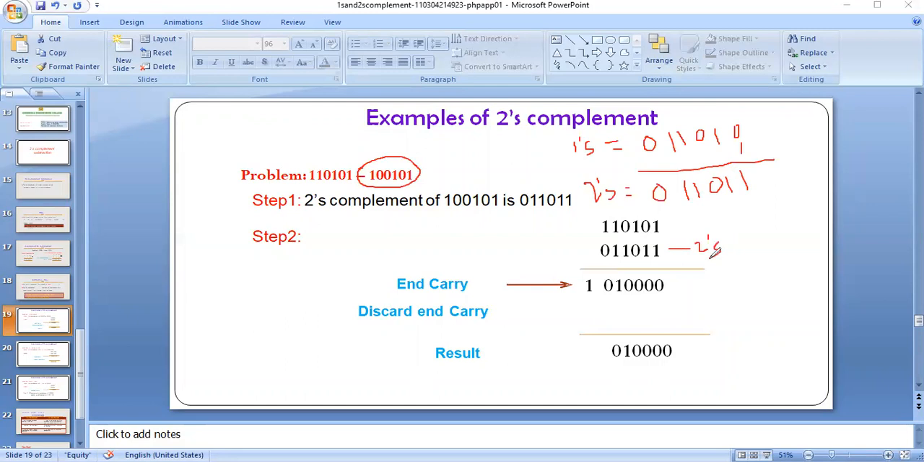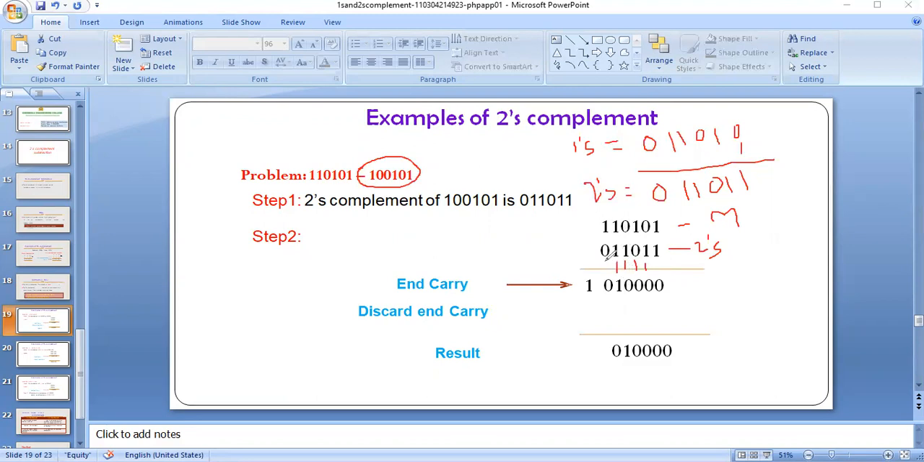After that, what we have to do? We have to add this 2's complement result to the minuend. So this is the minuend. So add the minuend and the 2's complement result. 1 1 means 1 is the carry, 0 is the sum.